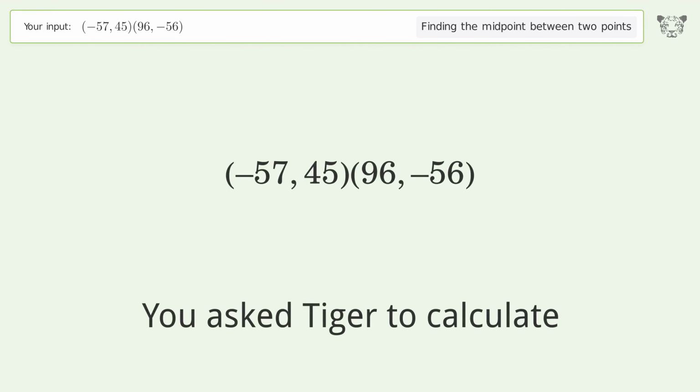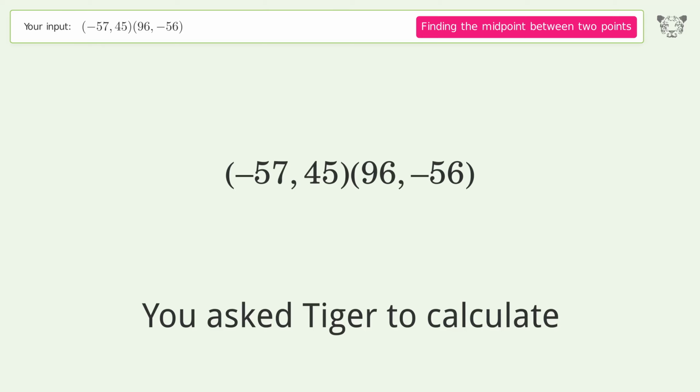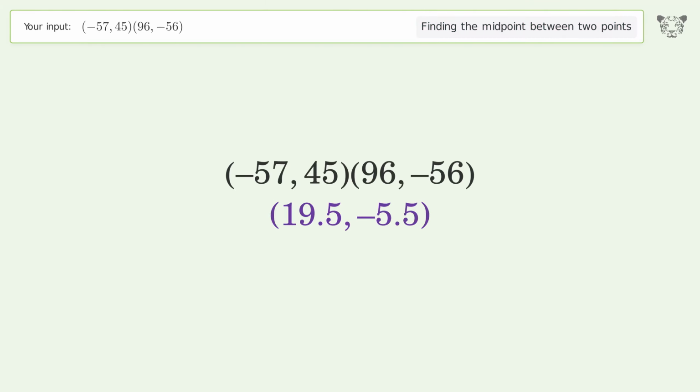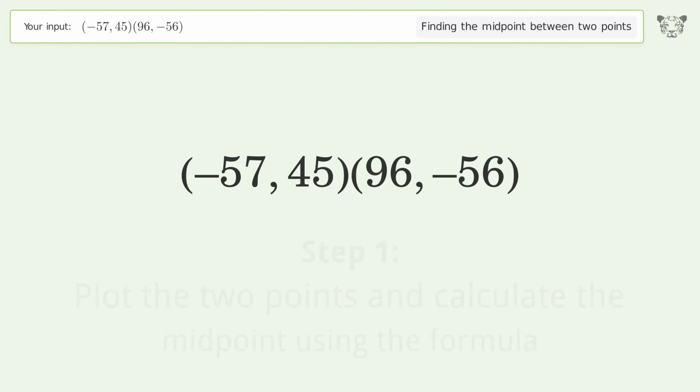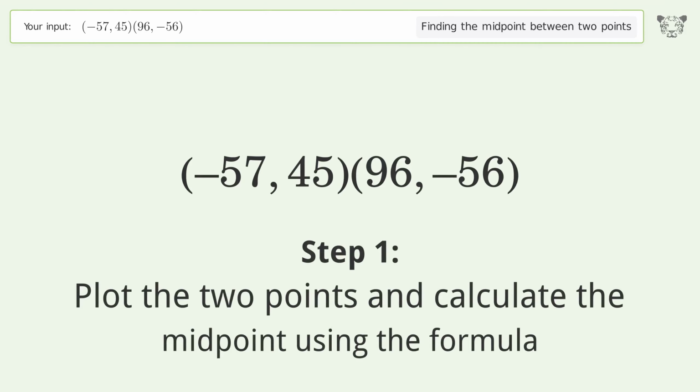You ask Tiger to calculate. This deals with finding the midpoint between 2 points. The midpoint between the 2 points is 19.5, negative 5.5. Let's solve it step by step. Plot the 2 points and calculate the midpoint using the formula.